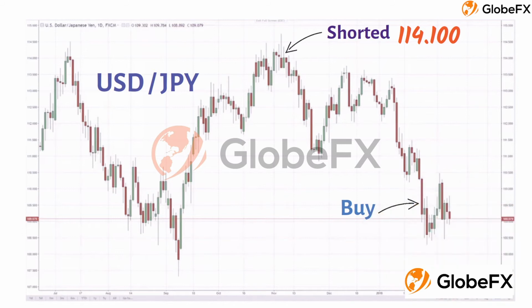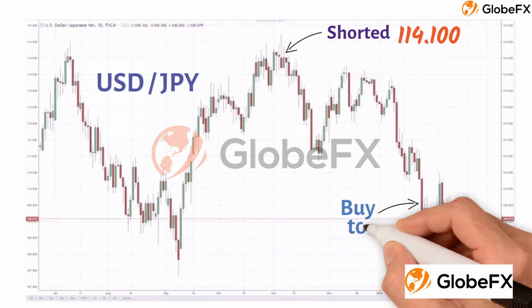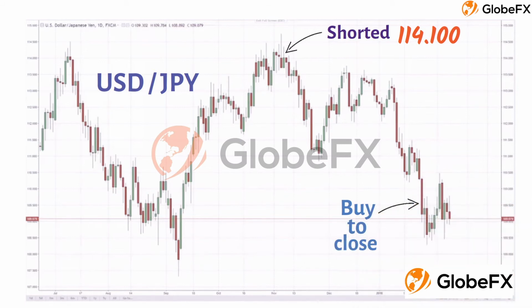So they're going to buy it back, so buy to close their position, and they would have done that, let's say hypothetically, at 109.55. So we can do a little bit of subtraction here. We can figure out, well, what did they make?